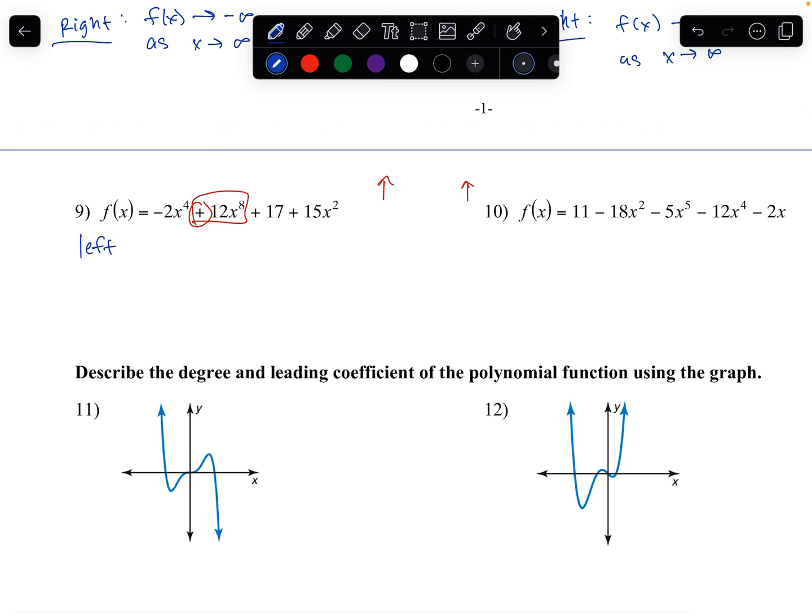So on the left side, we'll say x is approaching negative infinity, and f of x is going to approach positive infinity. So now we're saying that both ends are going up because it's an even degree and positive leading coefficient. On the right side, we're going to say x is approaching positive infinity, and f of x is going to approach positive infinity.